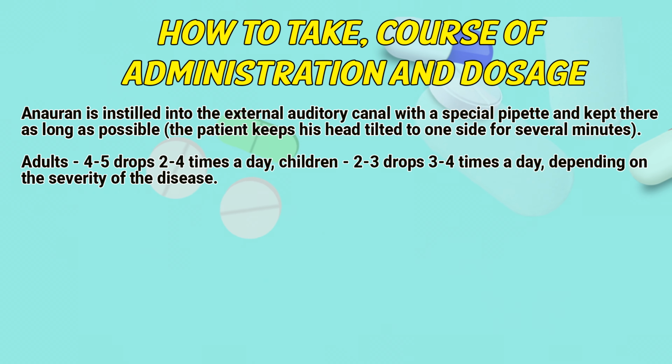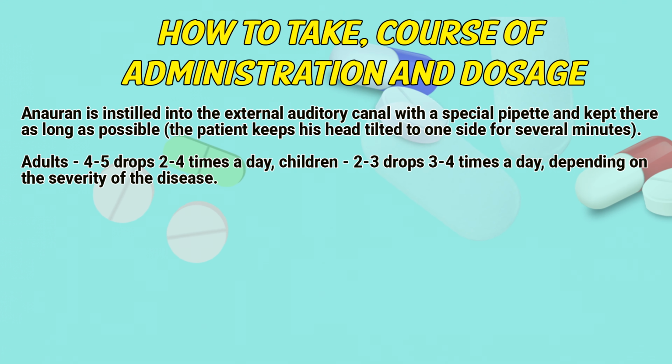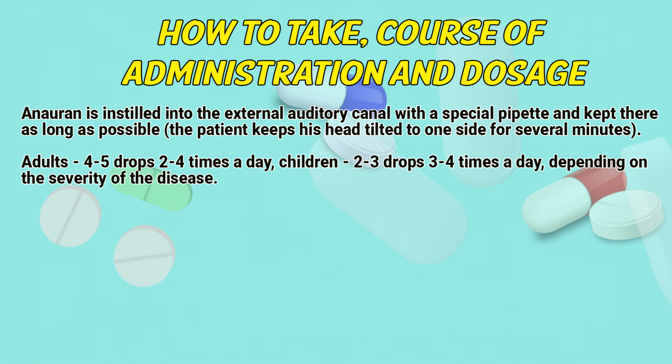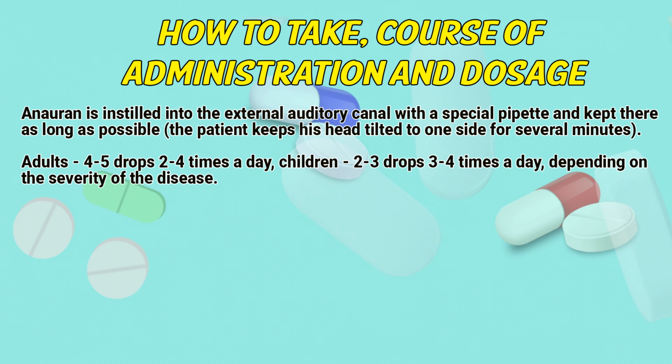How to take, course of administration and dosage. Anauran is instilled into the external auditory canal with a special pipette and kept there as long as possible. The patient keeps his head tilted to one side for several minutes.